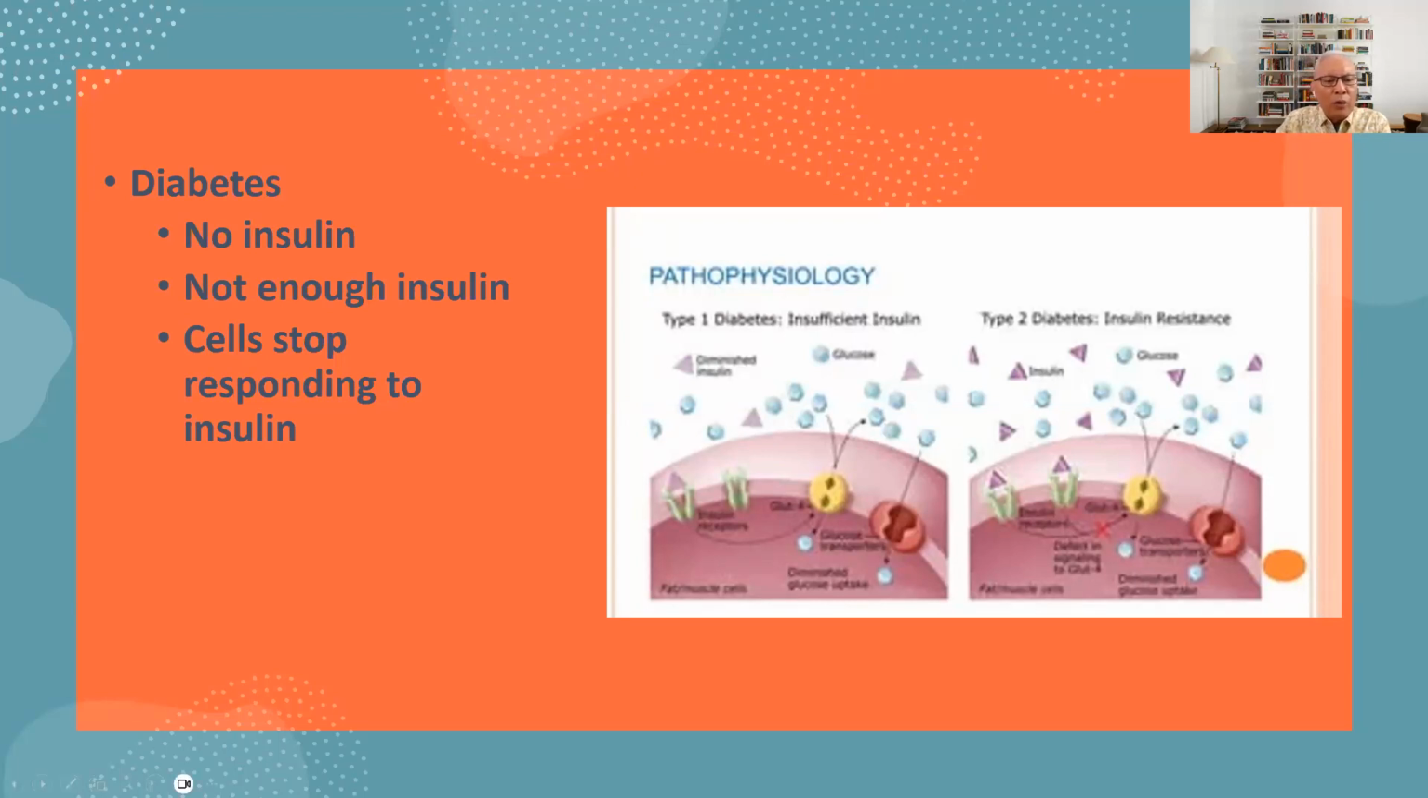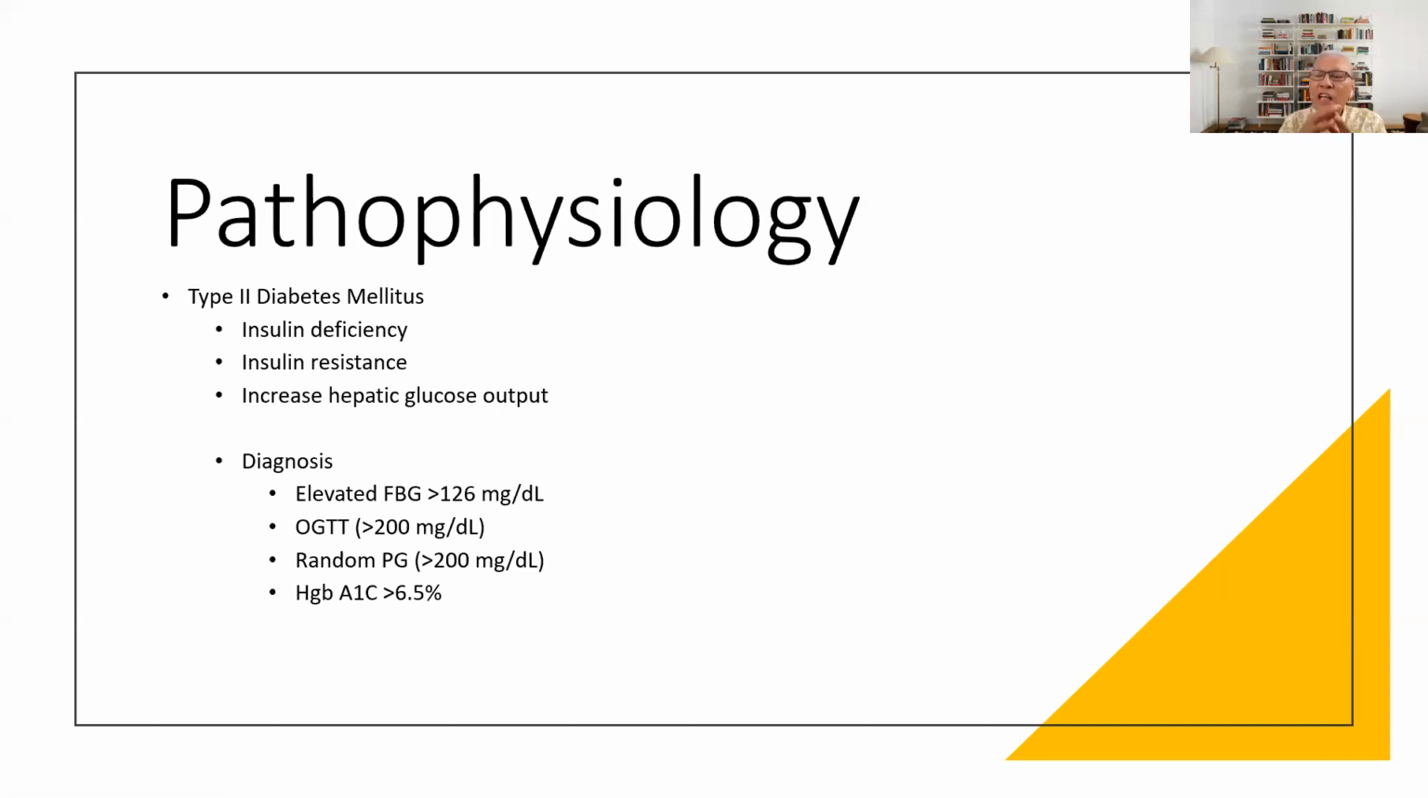So we'll go now to the pathophysiology of type 2 diabetes. The reason why we focus on type 2 diabetes today is because oral hypoglycemic agents are only utilized for patients who have type 2 diabetes. This type of diabetes is, again, characterized by insulin deficiency, as well as insulin resistance, and sometimes it's because of an increase in the glucose output of the liver. Those are the main things that happen with type 2 diabetes mellitus.